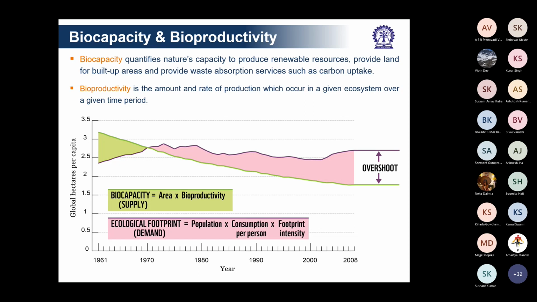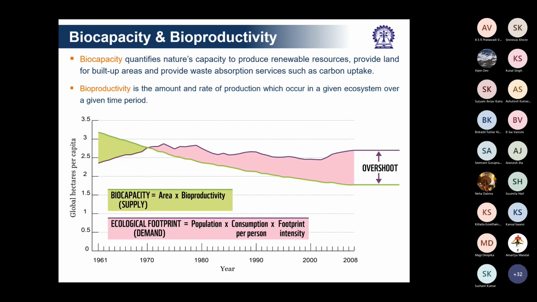So it is basically the amount and rate of production which occur in a given ecosystem over a given time period. So it quantifies nature's capacity to produce renewable resources, provide land for built up areas, and provide waste absorption services such as carbon uptake.